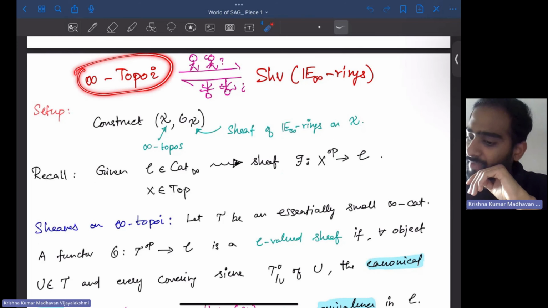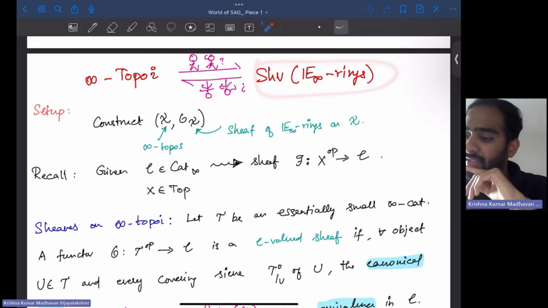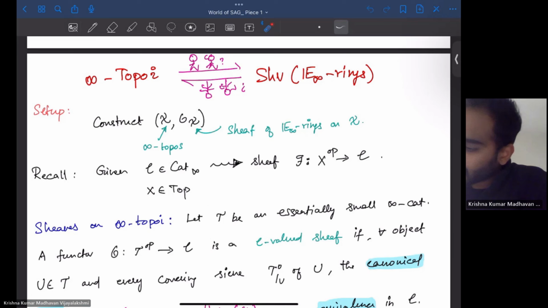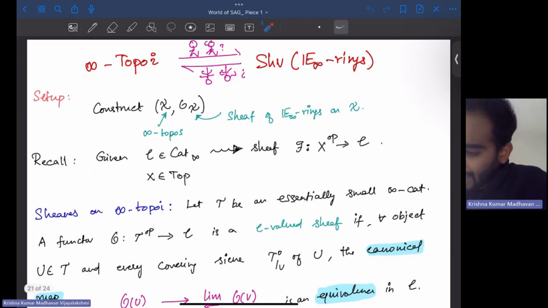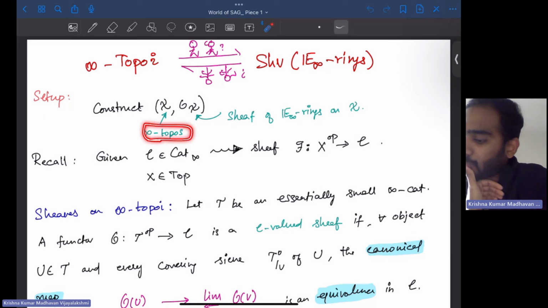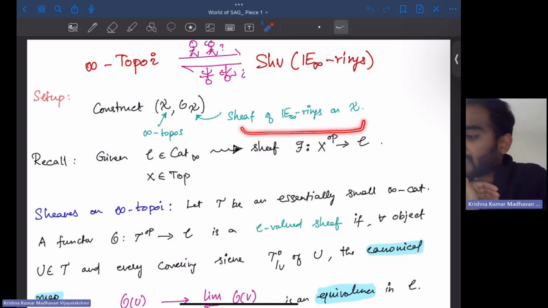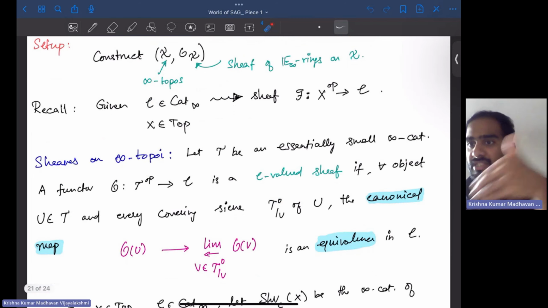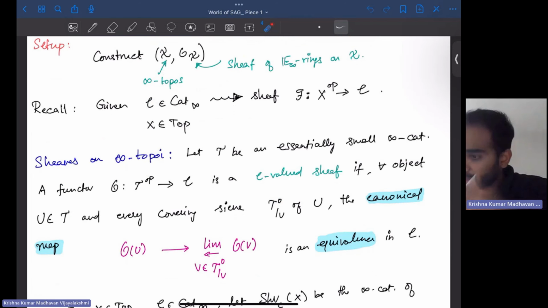So we have developed these two notions of infinity topoi and sheaves taking values in infinity rings, but how can one travel between these two worlds? So the idea is to set up this object, which is a pair of an infinity topos, and not just commutative rings, but sheaves of infinity rings defined on the topos X. So this is the bridging construction that glues these two worlds.